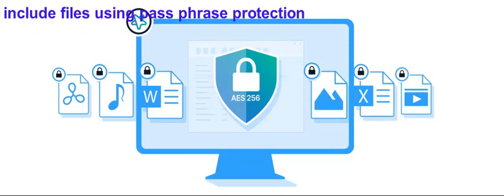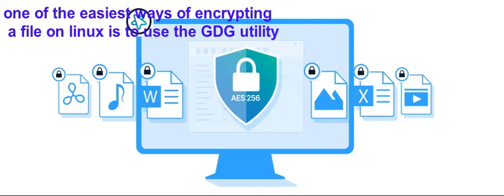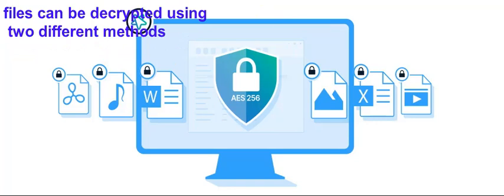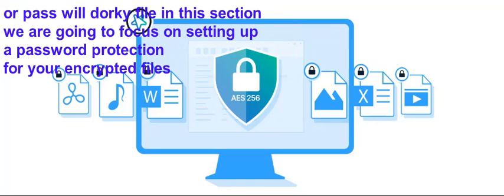Encrypt files using passphrase protection. One of the easiest ways of encrypting a file on Linux is to use the GPG utility. GPG is a simple utility that is part of the OpenPGP initiative that aims at providing easy methods to securely sign documents. Files can be decrypted using two different methods, a password or a key file. In this section, we are going to focus on setting up password protection for your encrypted files.